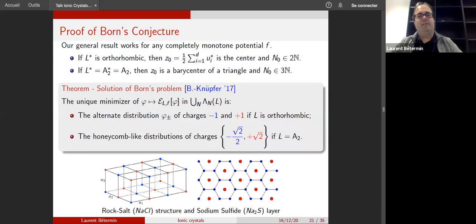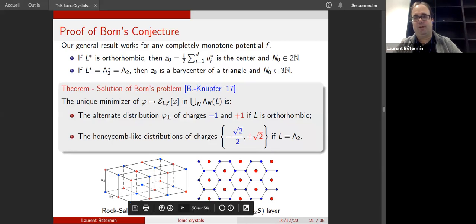So the unique minimizer of your energy among all the possible periodic configurations will be, for the orthorhombic case, the alternation of charge plus minus 1, so this one. So you exactly find what Born predicted. And that's true also for any dimension, for any interaction potential f which is completely monotone.